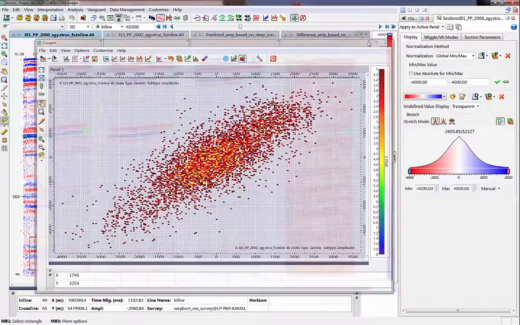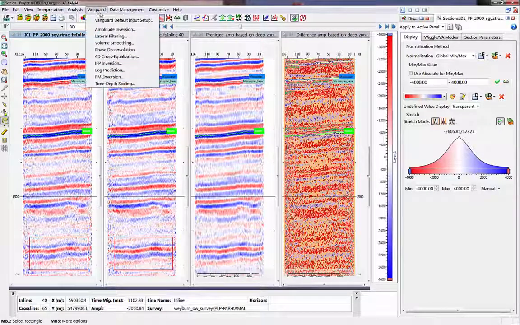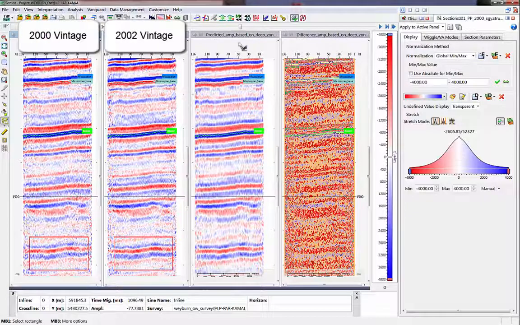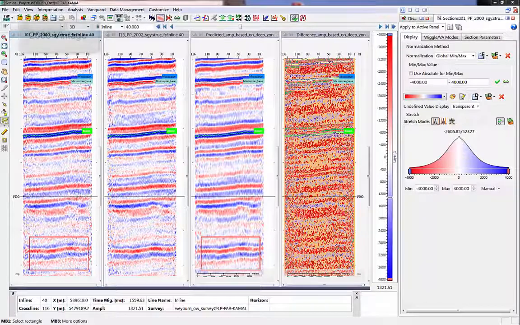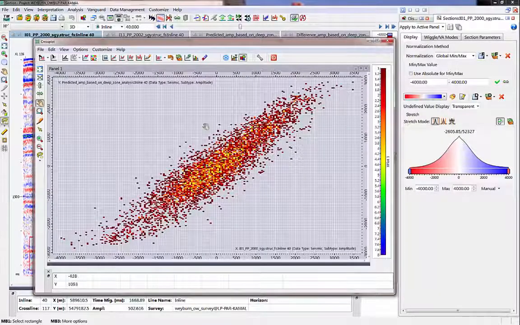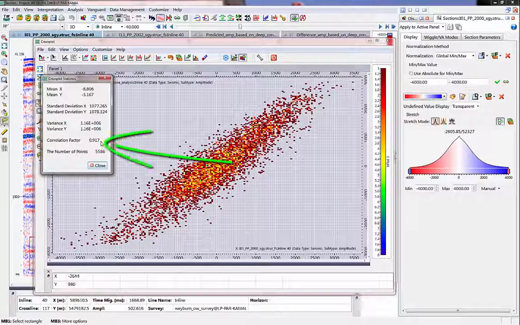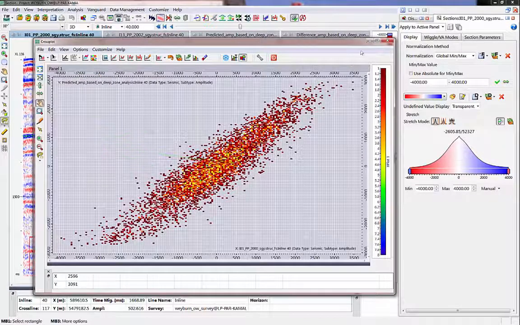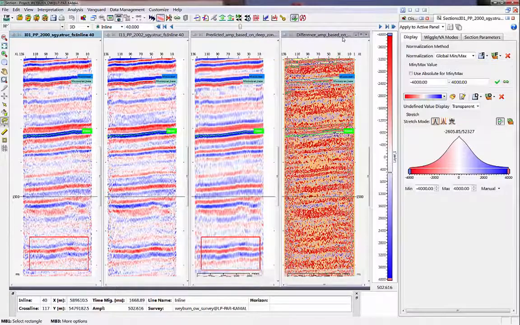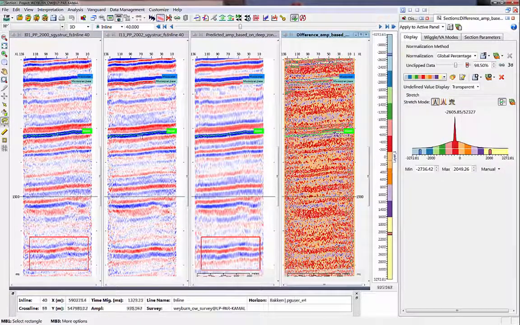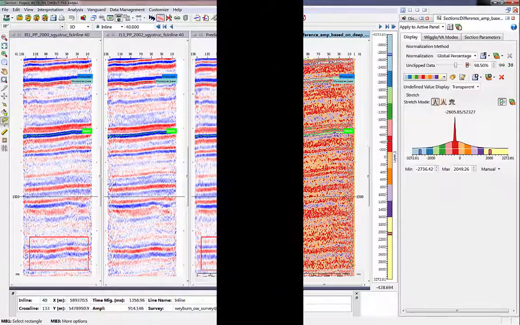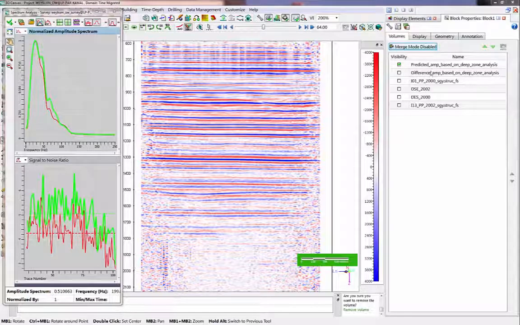However, we can try to improve the comparability of those two vintages by using our 4D cross-equalization algorithms. And here, on the third panel of the section, we have the result of this cross-equalization. If we have a look at a crossplot, we see that the cloud of points is more concentrated around the regression line, and the correlation factor is much higher. So by applying this neural network operator, we make amplitude values of our two vintages more comparable by training the neural network in a zone not impacted by the CO2 injection.